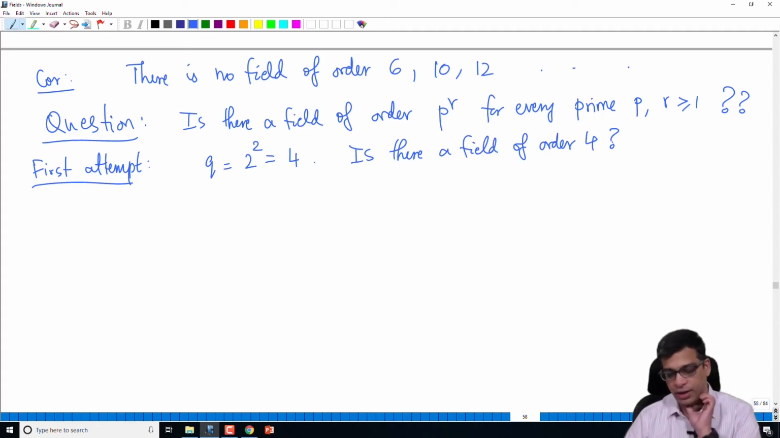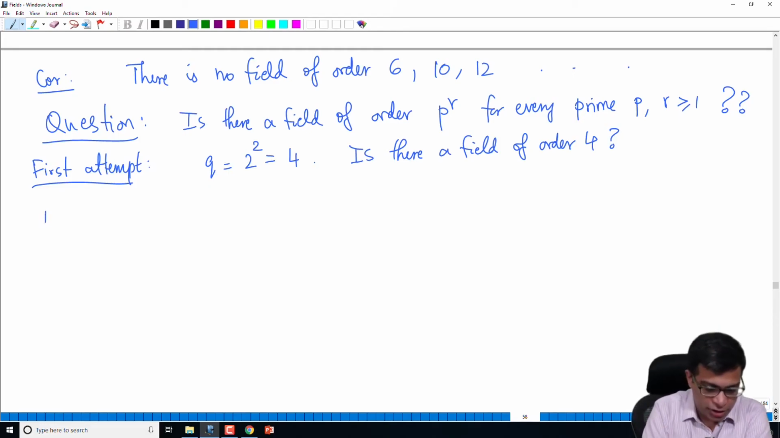So what do we do is, certainly we cannot take Z mod 4Z because Z mod 4Z is not a field. We cannot take Z mod pZ for any prime because Z mod pZ has order p. And 4 is not prime. So we have to do something new, right? We cannot use the existing collection of finite fields. So what do we do?